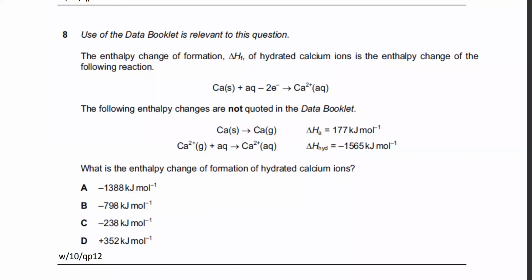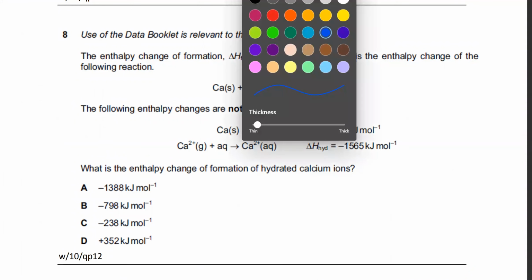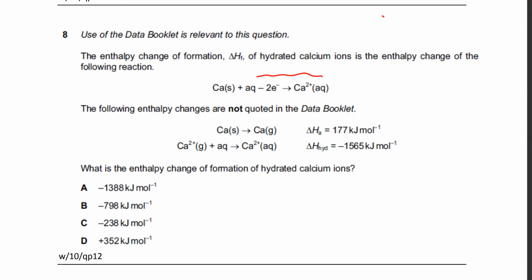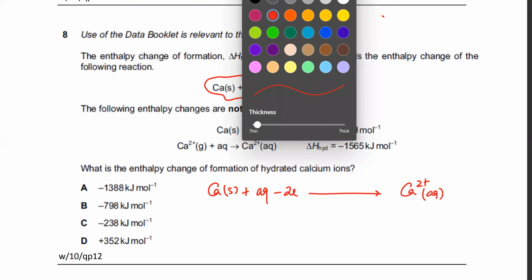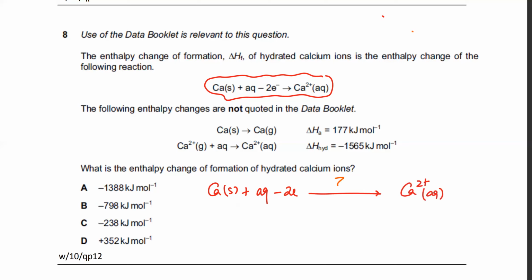So we were doing that, and I'm going to try and do more questions. We're going to try and do this specific question. In this question, he's asking you to figure out the enthalpy change of this particular reaction. So I'm going to write it over here. It's calcium solid plus aqueous minus 2 electrons, and you're trying to make calcium 2 plus aqueous. So the whole question is you're supposed to figure out the enthalpy change of this particular reaction.